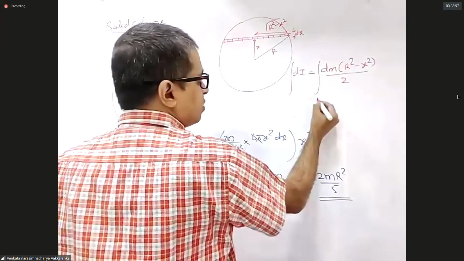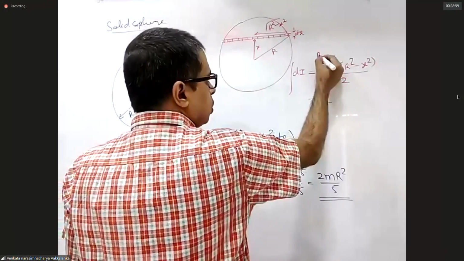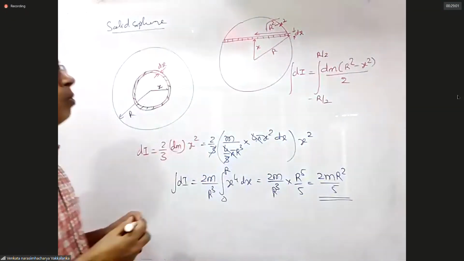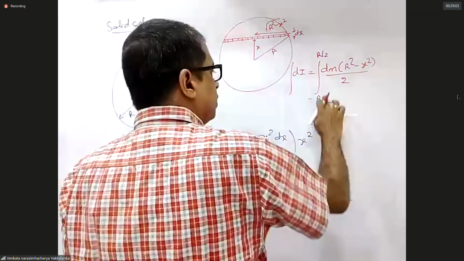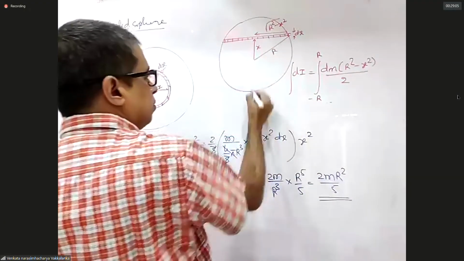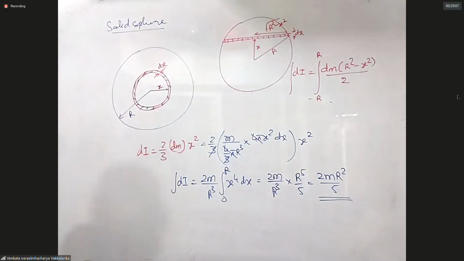Least value of x is minus r, and it goes from minus r to r. dm is mass per unit volume into volume of the disk.